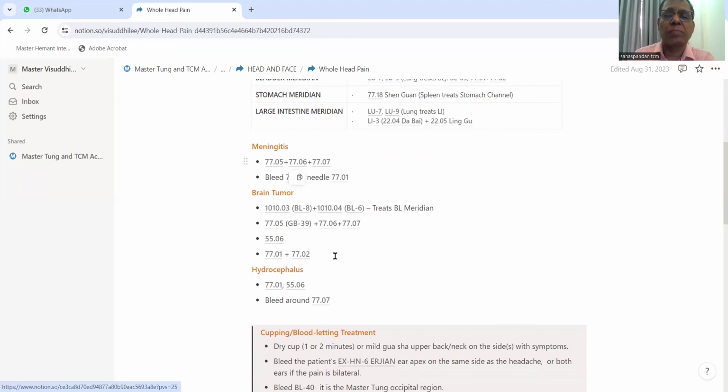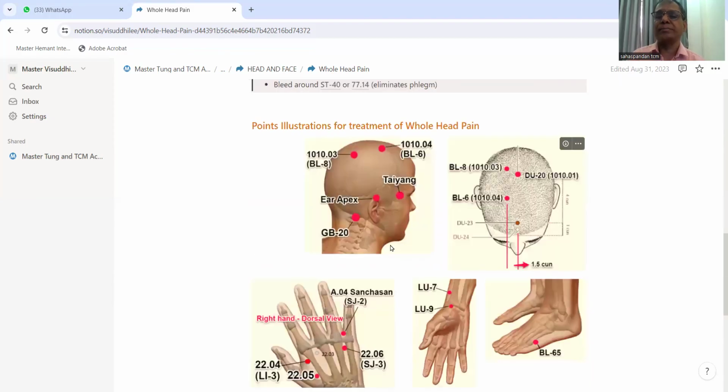Headache because of hydrocephalus: 77.01 and 55.06. And bleed around 77.07. These are the points.